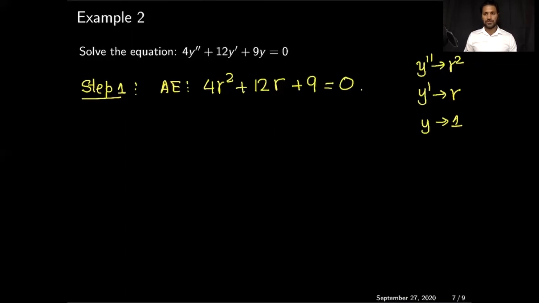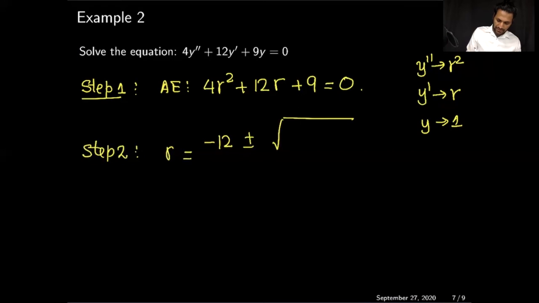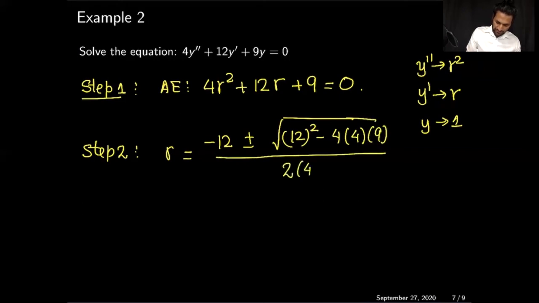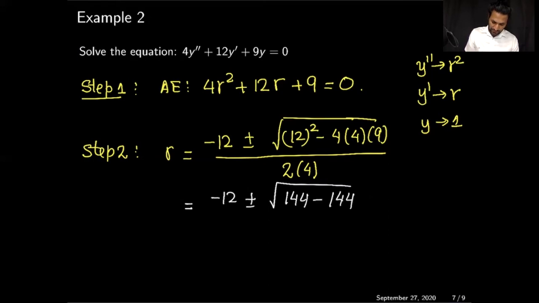Now you can either factor or use the quadratic formula to find the roots of this quadratic equation. This time I will use the quadratic formula. So my root will be r = (-12 ± √(12 squared - 4ac)) divided by 2a, 2 times 4. Next we will simplify. 12 squared is 144 and 16 times 9 is again 144, divided by 8. So therefore this is 0. So it's going to be -12 divided by 8, which is the same as -3 divided by 2.